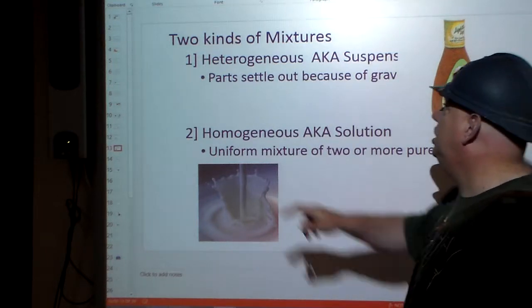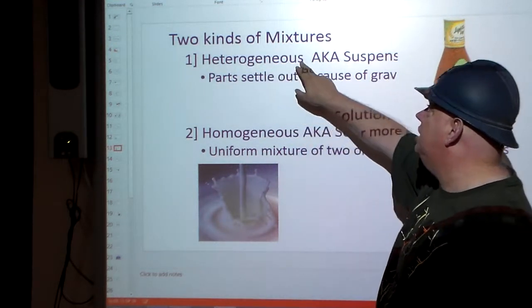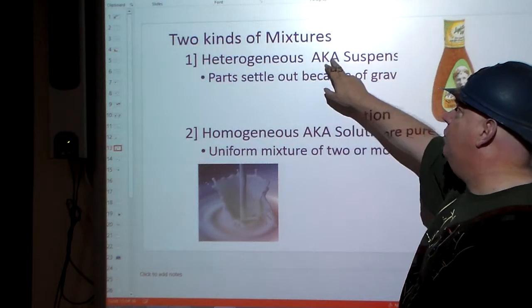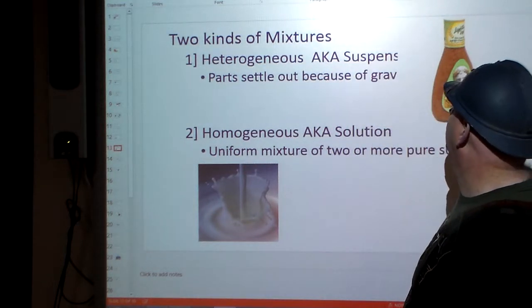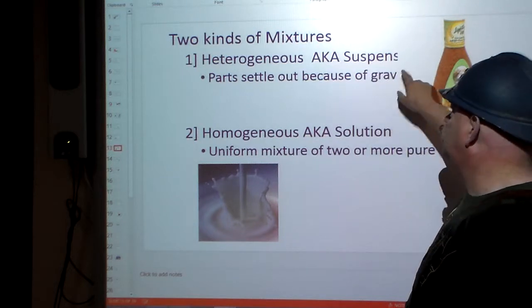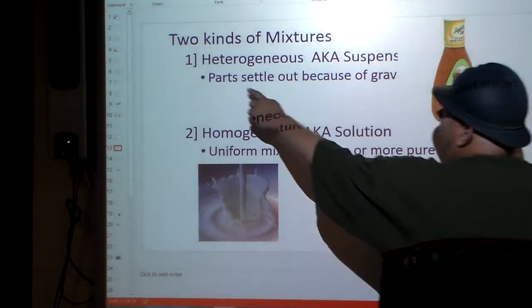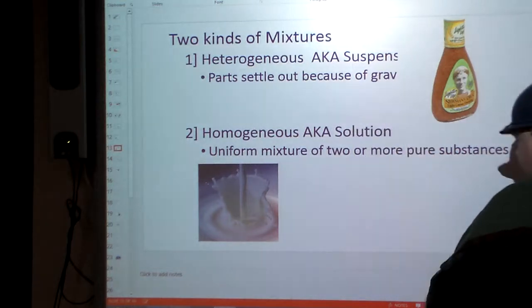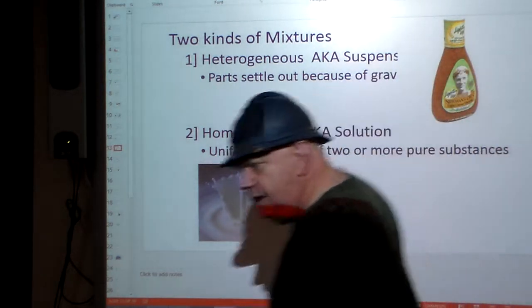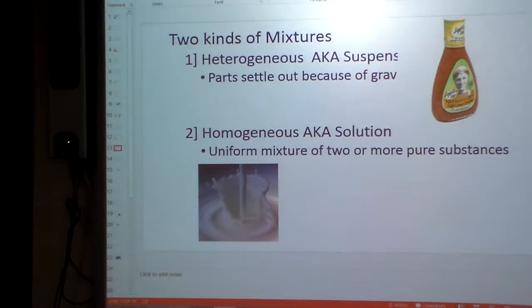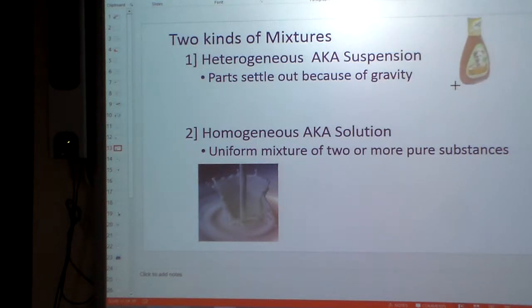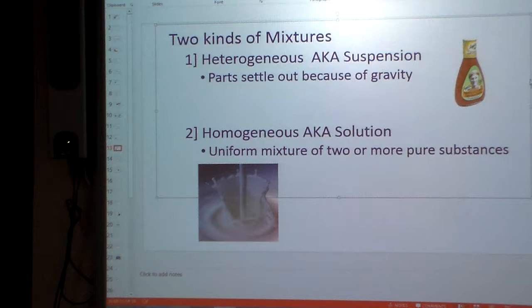We have heterogeneous, aka, also known as, suspension. Ooh, I gotta change this a little bit. It's suspension, guys. Okay? And the parts settle out because of gravity. Hang on one second, I'm going to go change that right now. There we go. Boom. Okay, fixed it.